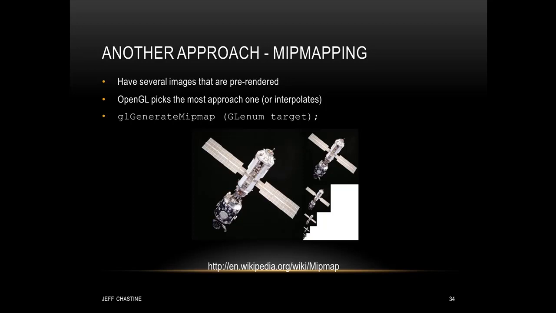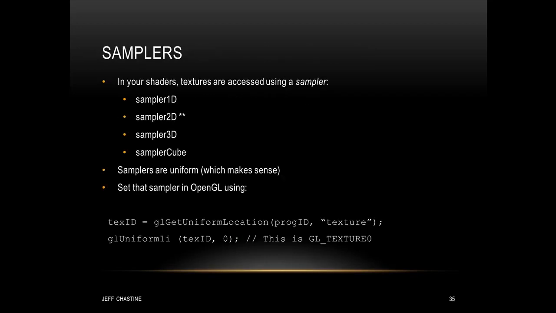Now the benefit of this is that OpenGL is going to pick the most appropriate one. So as we get closer to the geometry, it's going to pick the highest resolution texture, and as the object gets further and further away, it ultimately picks the smallest one. Now most of this is covered up by OpenGL, but what you need to remember is to call GL generate mipmap. All right, now diving into the shader, we're going to be working with something called a sampler.